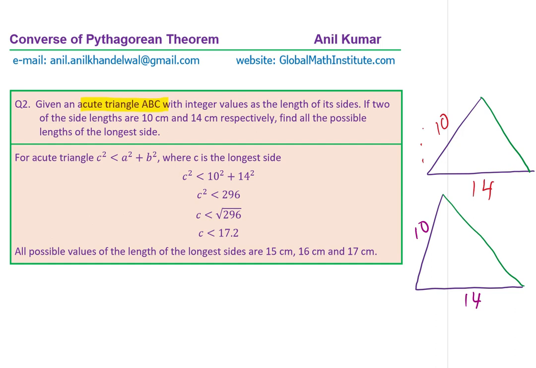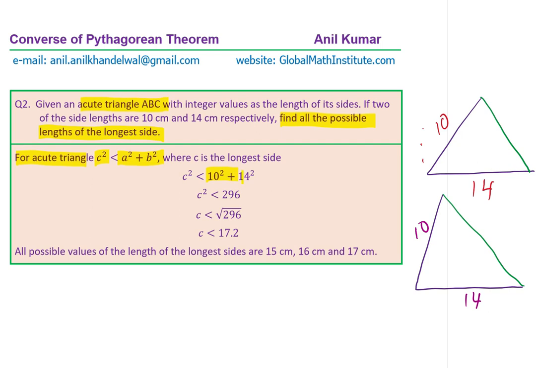Now let's look into the question once again. If two of the side lengths are 10 and 14 centimeter respectively, find all possible lengths of the longest side. So we are assuming that the third side is longer and we need to find all possible lengths in an acute triangle. So how should we do it? Well, the strategy is simple. First, we need to ensure that it is an acute triangle. So acute triangle means that c square should be less than a square plus b square.